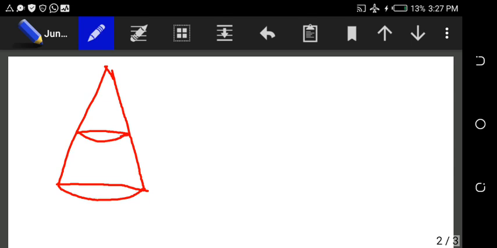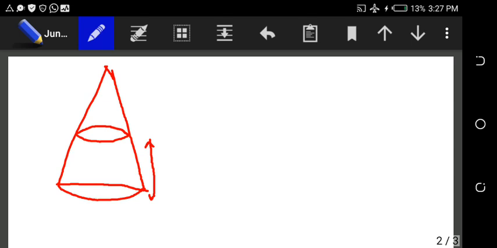Don't mind the drawing. It's quite a tedious task trying to make all this work. I think this is better. Remember that this is the cone. This particular portion from here to here is the frustum, the down portion of it. So let's try to label this diagram.